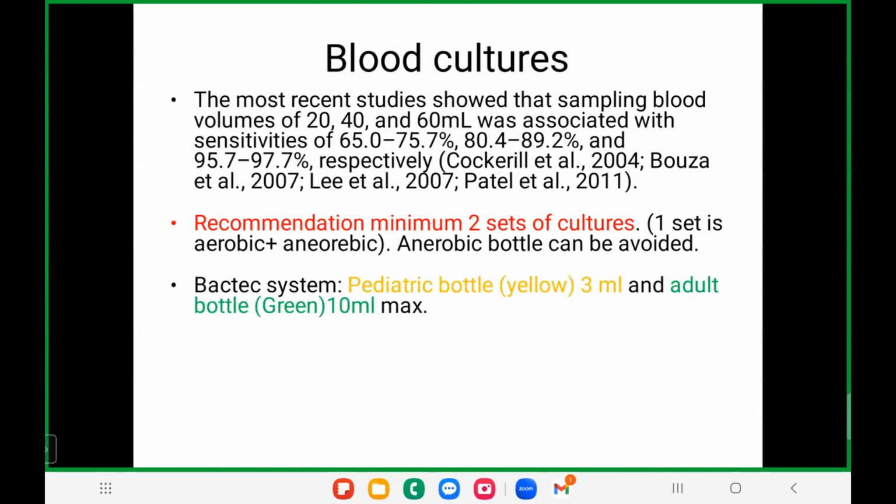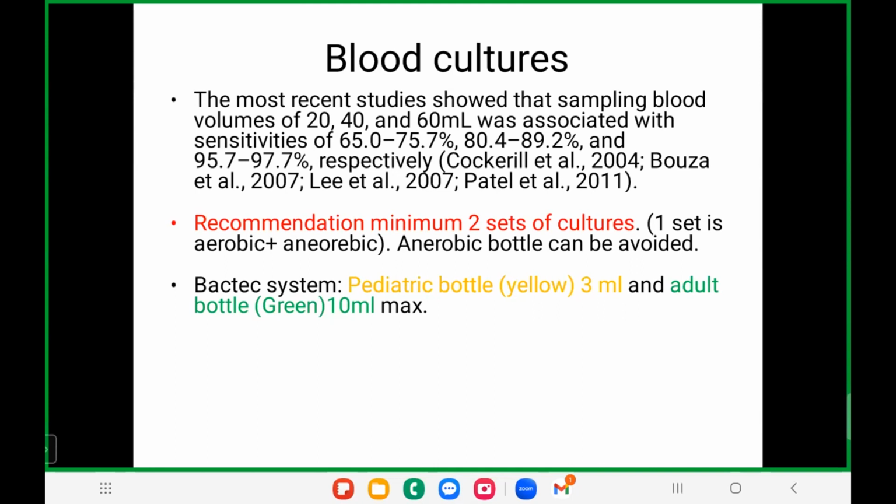And so what we propose for things like the pediatric bottle, the yellow bottle for the bacterial system, is 3 ml, and the adult bottle is 10 ml. So what I give is, for infants less than 1 year, a minimum of 3 to 4 ml into the pediatric bottle, and anything above 1 year you can get 10 ml and put it in the adult bottle. That is what our unit follows.